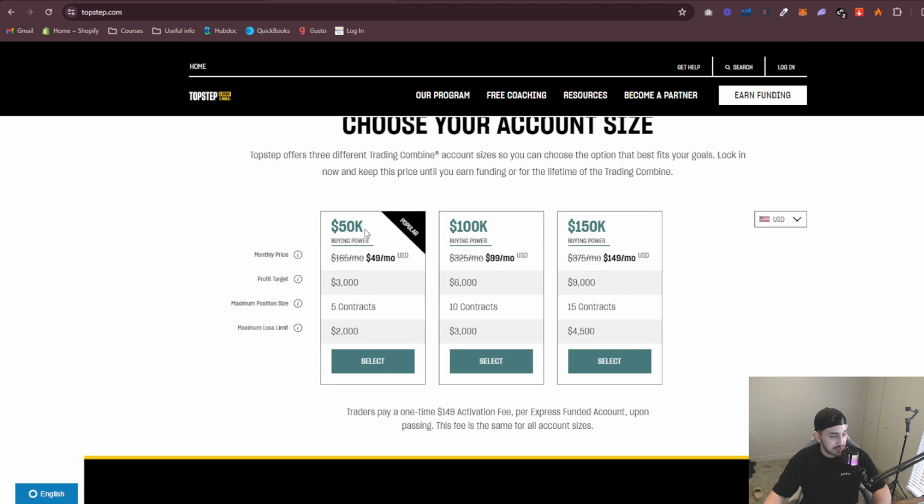They have the account sizes down here, right? They got the 50K for $50 a month, all right? And don't worry, you can cancel whenever you want, but the maximum loss limit is going to be $2,000. So think of it as you're paying $50 to be able to trade a $2,000 account.